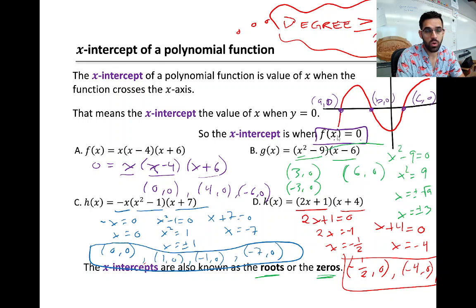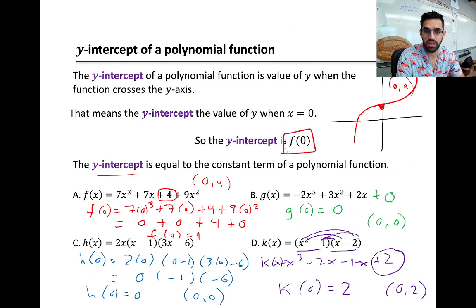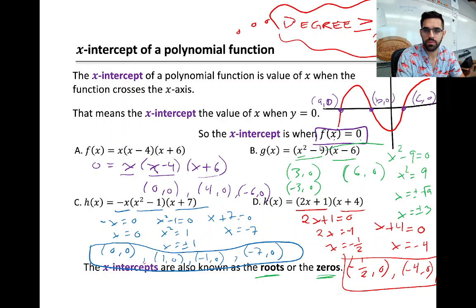And this is a more complicated question than just plugging in 0, like y-intercept. Because in this case, we replace f of x with 0, and we solve for all possible solutions. So that means there could be more than one x-intercept.